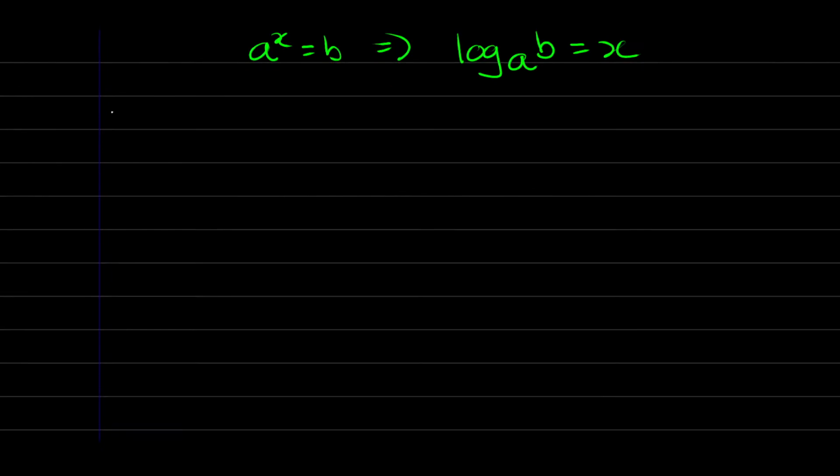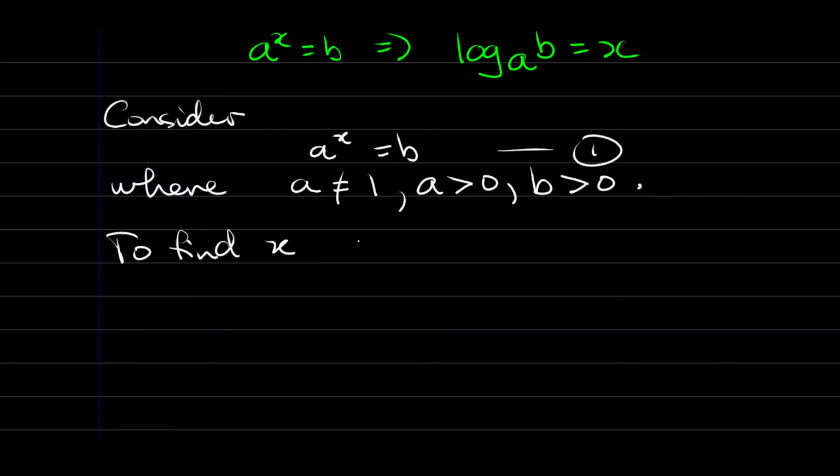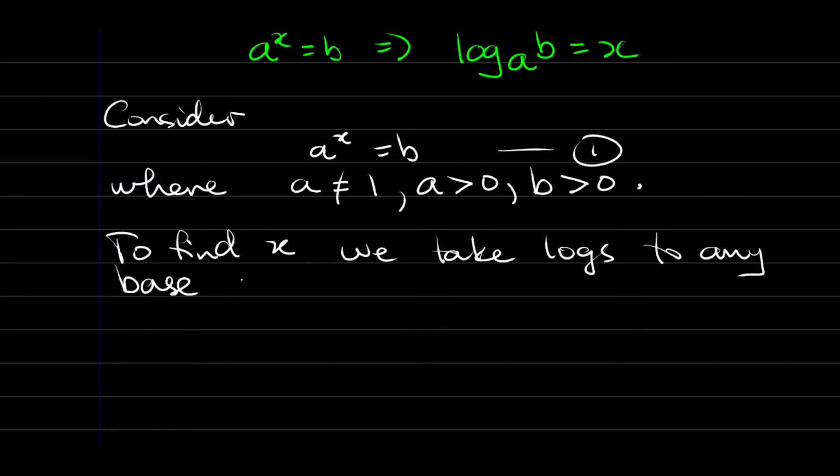Okay, so consider a to the power of x equal to b, and I'll just call this equation number 1, where a is not equal to 1, a is greater than 0, and b is greater than 0. Now to find x, we take logs to any base on both sides.